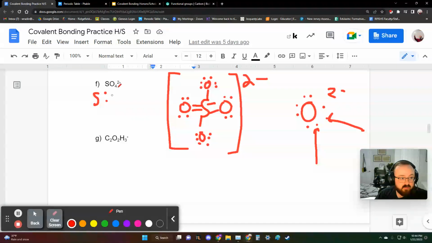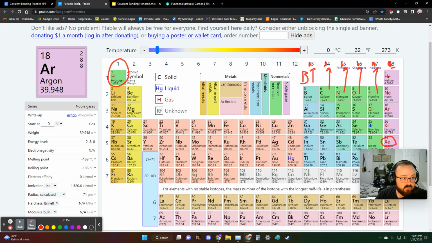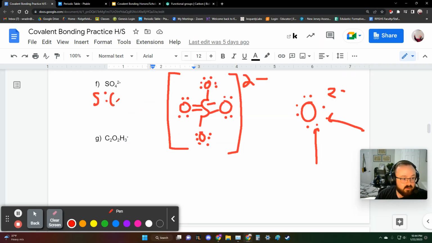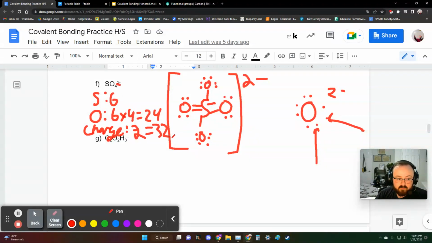So you have to add those 2 additional electrons to your total count. So our sulfur, right here, group 16, has 6. Our oxygen, also group 16, but there's 4 of them, which gives us 24. And then we have to add the charge, which again is -2, which means we've added 2 electrons. We add these up, we get 32.